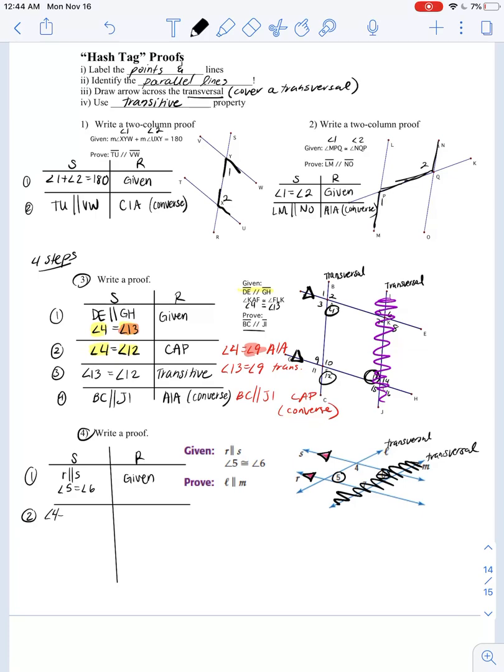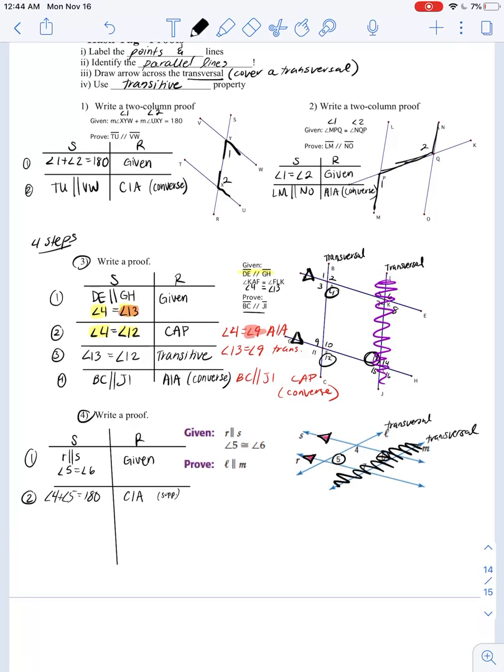So I know at this point, if we just use the angles that are given there, angles 4 and 5, I can say angle 4 plus angle 5 is equal to 180. Those are consecutive interior angles. They're supplementary. And then from there, we can say, looking at the transitive property, or in this case, it's technically substitution. If you said transitive, though, it would be fine.